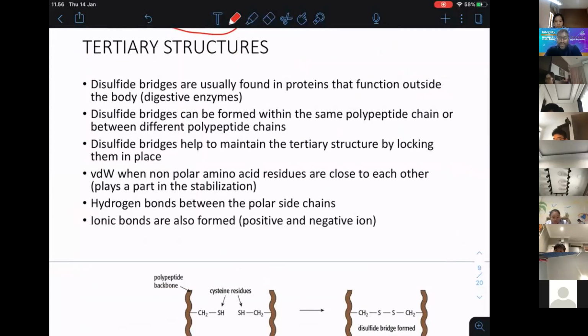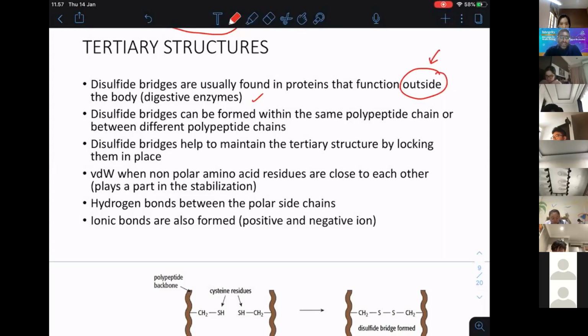So they are usually found in proteins that function outside of the body. Okay, outside of the body. So this is going to be digestive enzymes. Disulfide bridges are usually found in proteins that function outside of the body. Let me check on this, whether it's outside or inside the body, because digestive enzymes are inside the body. Maybe I wrongly typed this, but just double check. But disulfide bridges are going to be found in digestive enzymes.